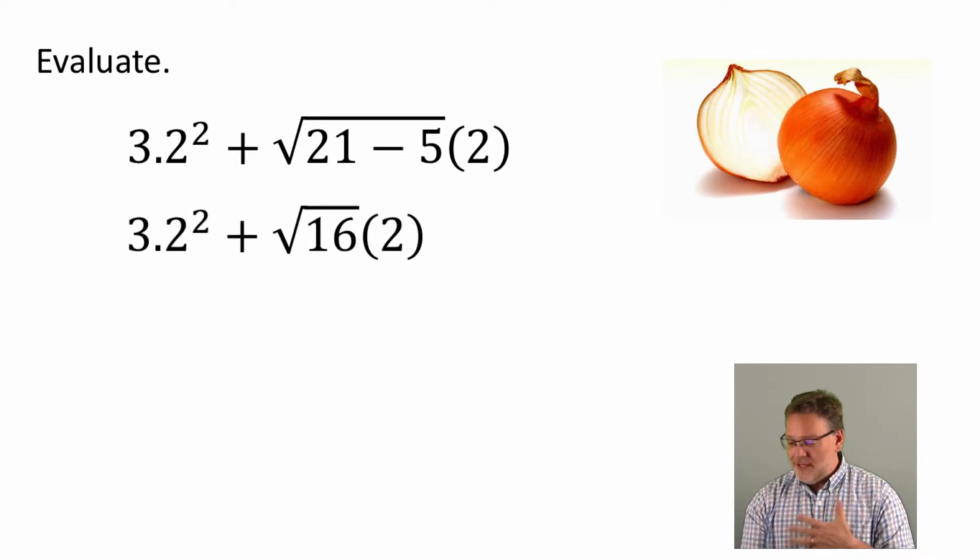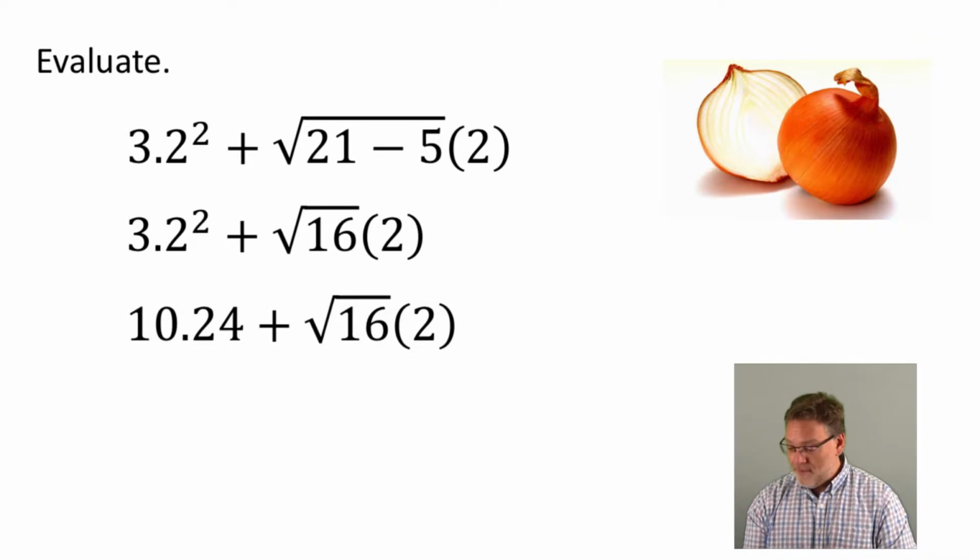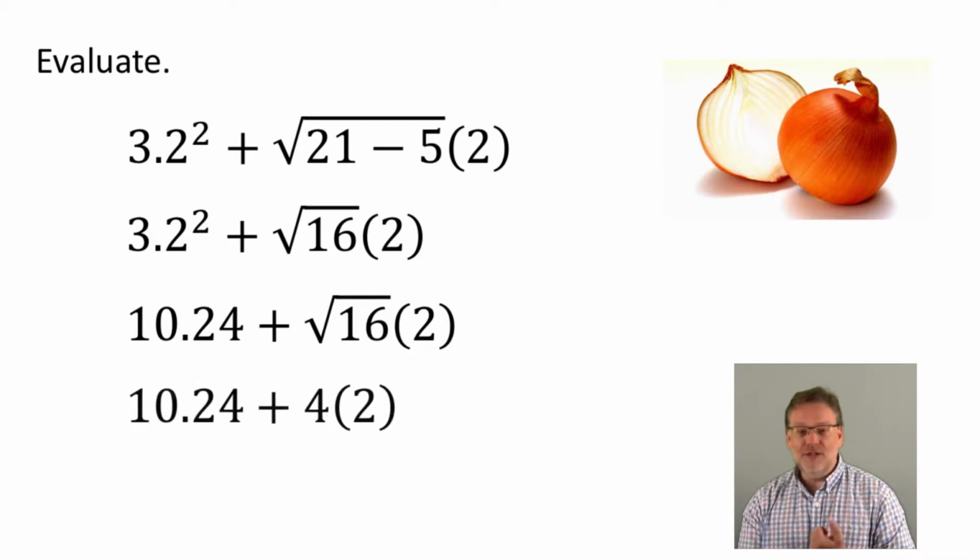The square root of 16, well, we can do that first, but remember, exponents and radicals have equal priority, so we want to do the exponent to the left first. 3.2 squared, that's 3.2 times 3.2. You could do that on your calculator, that's 10.24. We then have to do the radical to the right, that's the square root, we call it a radical. Square root of 16, what number multiplied by itself equals 16? The answer is 4. So now we have 10.24 plus 4 times 2.